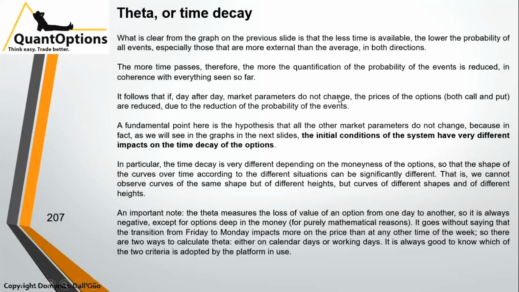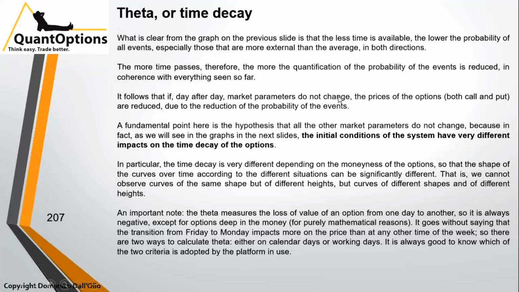In particular, the time decay is very different depending on the moneyness of the options, so that the shape of the curves over time according to the different situations can be significantly different. That is, we cannot observe curves of the same shape but different heights, but curves of different shapes and different heights. An important note: theta measures the loss of value of an option from one day to another, so it is always negative, except for options very deep in the money, and this is just for purely mathematical reasons.